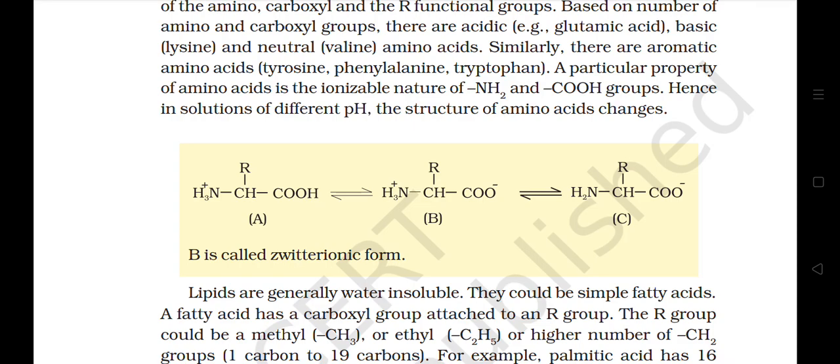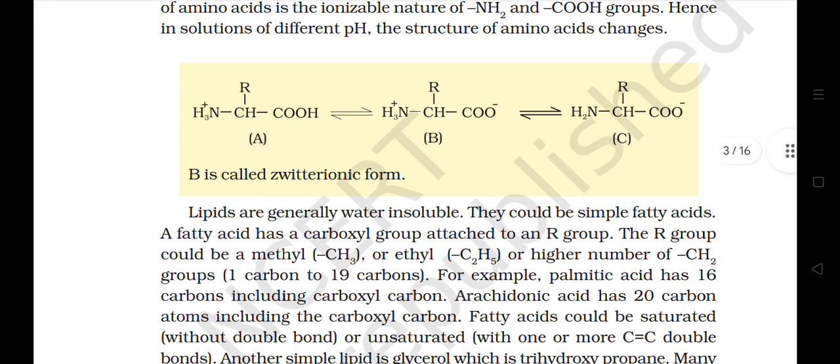A particular property of amino acids is the ionizable nature of the NH2 and COOH groups. Hence, in solutions of different pH, the structure of amino acids changes. B is called the zwitterionic form.